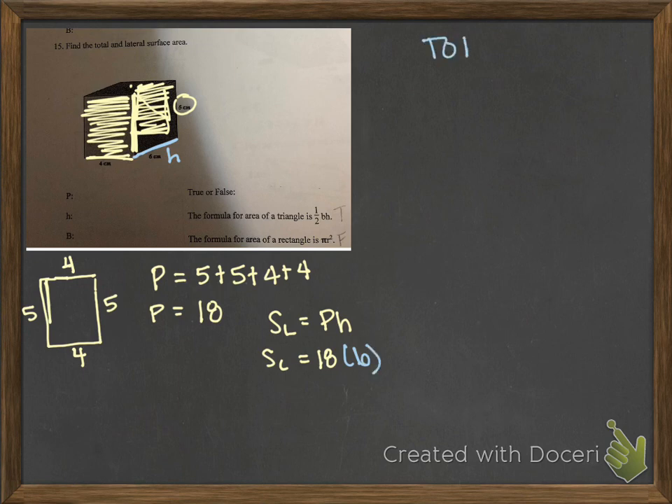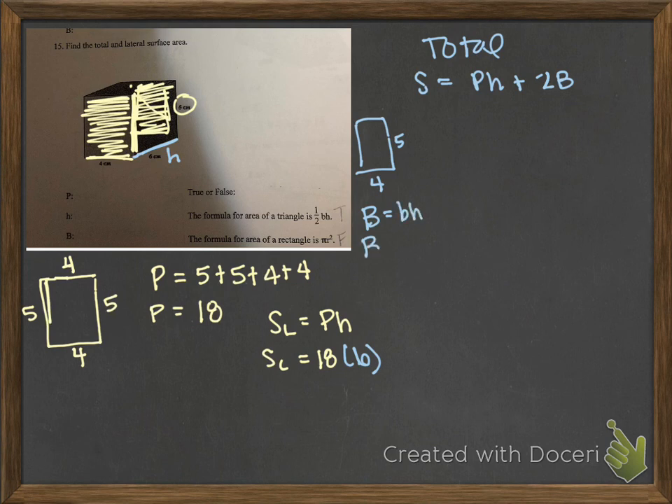Total surface area equals big PH plus 2 big B. Okay, so remember your 2 big B. Here's your base. Remember, big B equals the area of your base, which is base times height. Big B equals 4 times 5.